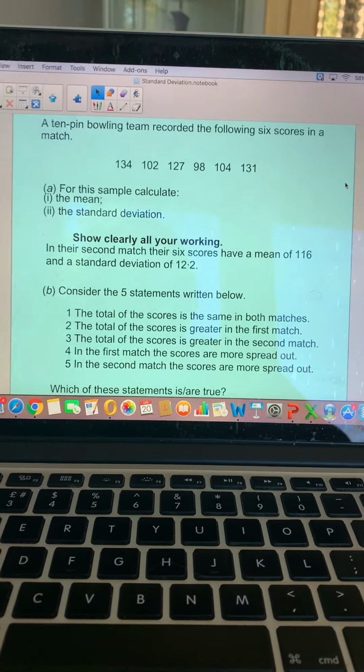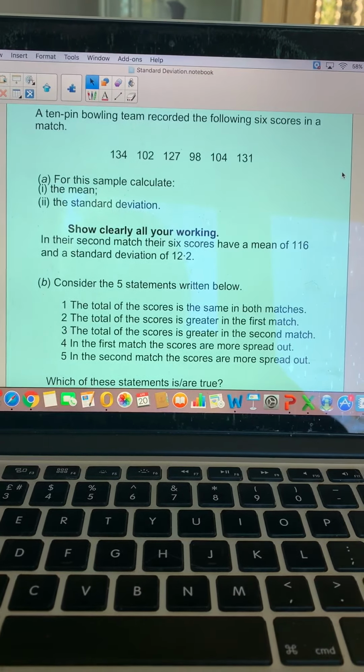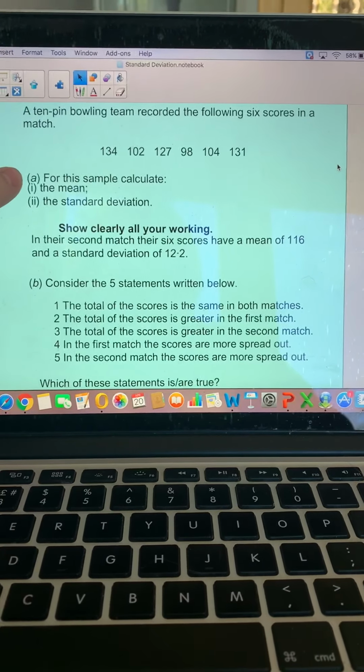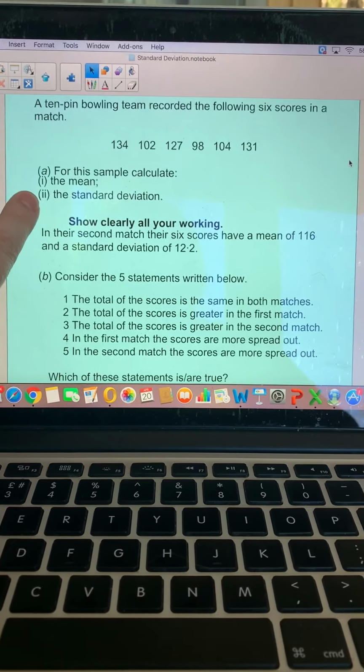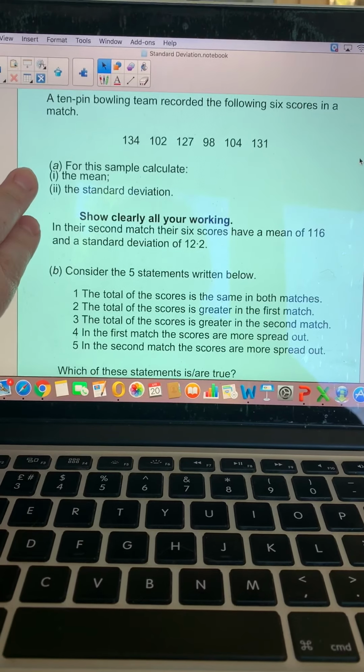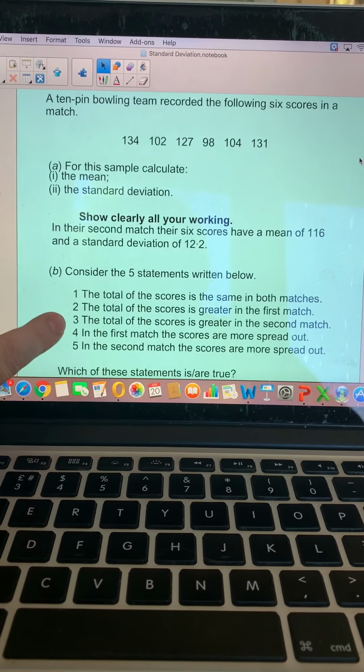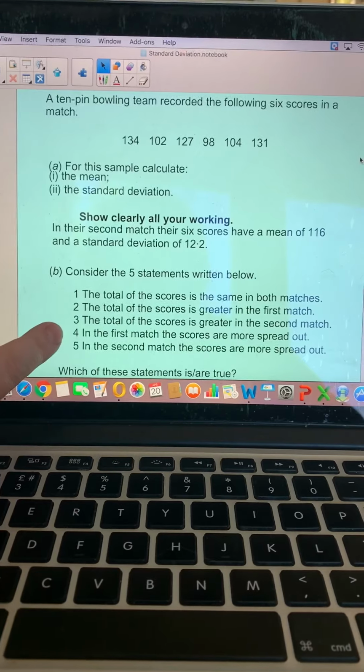Hi guys, so here's another kind of exam standard deviation question. Again, quite a similar format where it first of all asks you to work out the mean, then the standard deviation so you can get all the marks for this, and then finally you get a slightly different comparison question which we'll go back to at the end.